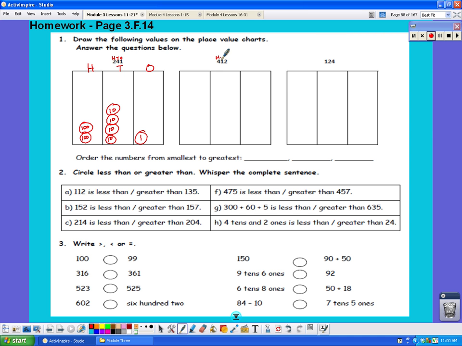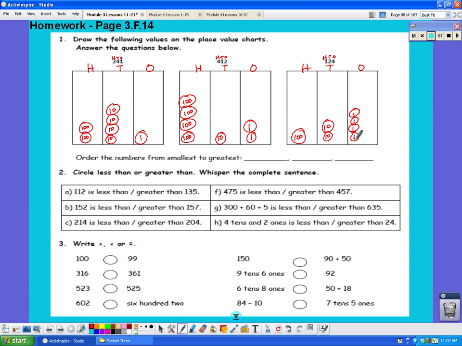I'm going to label my number, hundreds, tens, ones. Label my chart, hundreds, tens, ones, and start representing. I have 4 hundreds. I have a 10 and 2 ones. Last number. Label my number first. Set up my place value chart. I have 1 hundred, 2 tens, 4 ones.